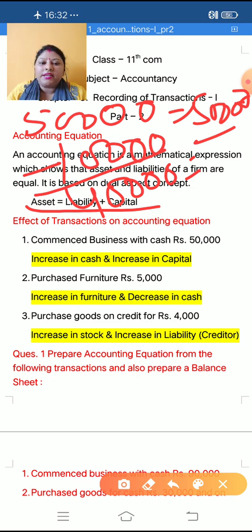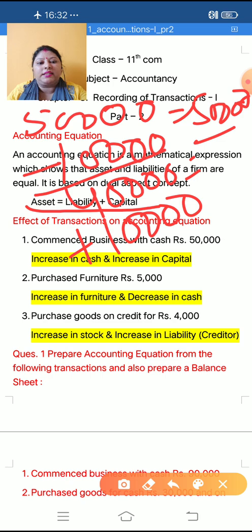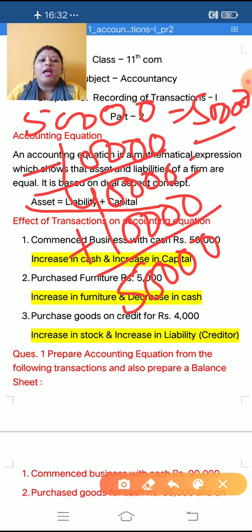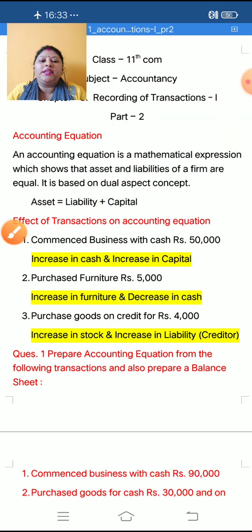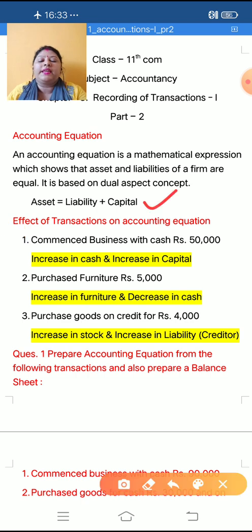So cash is decreasing, that is done. Now furniture is increasing. So 10,000 of furniture you have to add in the asset, because furniture is also an asset. It means now our asset side will be 50,000 and it is equal to the capital. Okay, children, so accounting equation means when asset is equal to liability plus capital. Now, the effect of transaction on accounting equation.